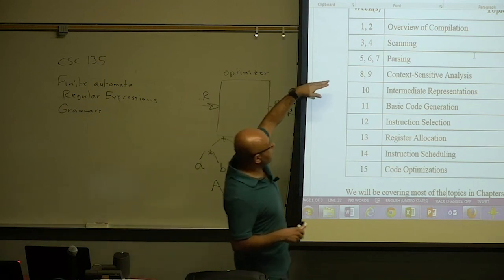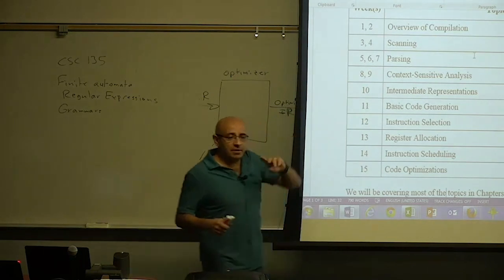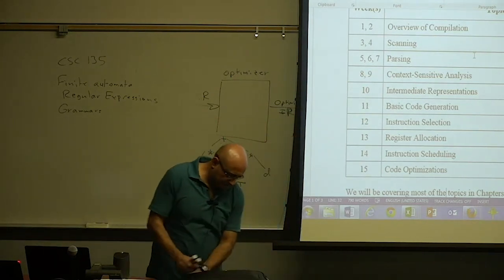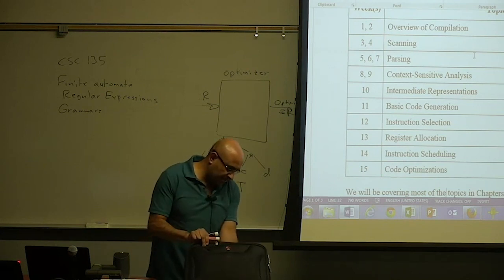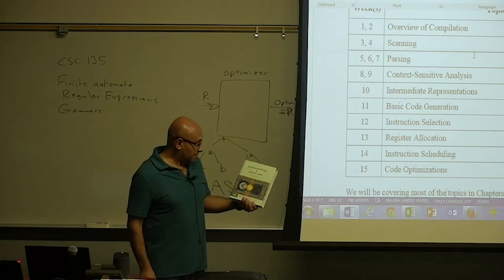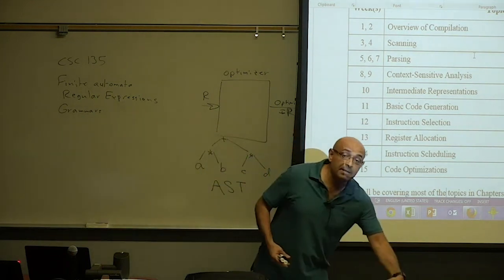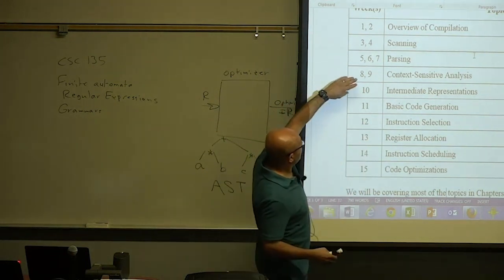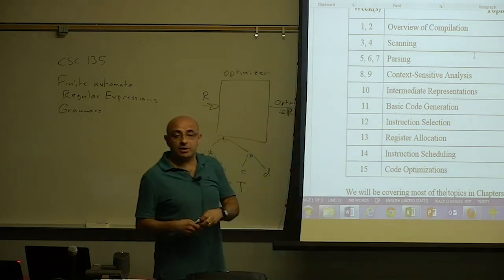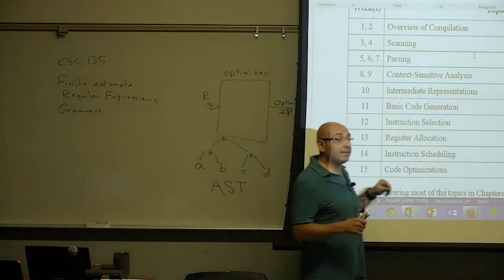The first 3 chapters, which discuss scanning and parsing, will cover most of the topics in the book. The textbook for this is going to be Engineering a Compiler by Cooper and Torczon. So this is going to be the textbook. The first 3 chapters will get covered almost entirely, but after we finish the first 3 or the first 4 chapters, we will be covering selected topics.